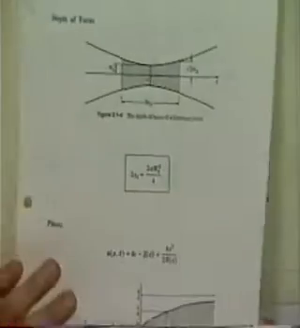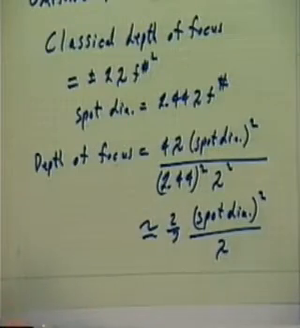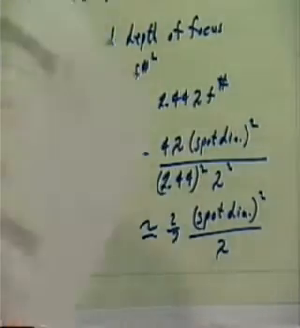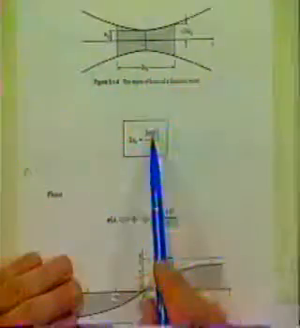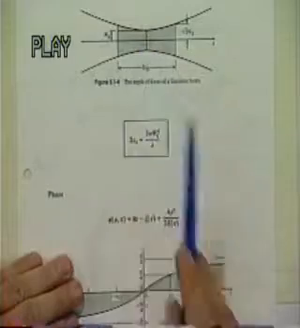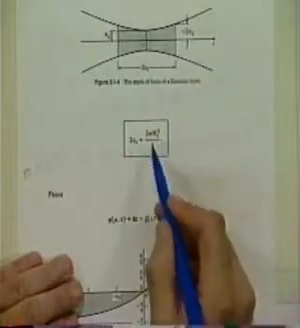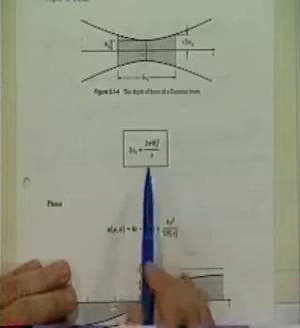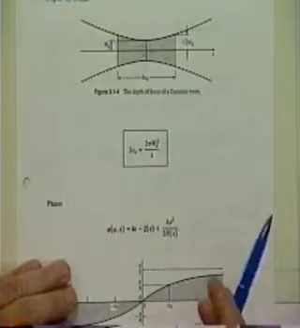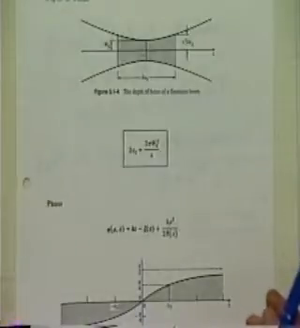And what we got for the Gaussian beam was that the depth of focus here was equal to 2 pi times the diameter here at the beam waist squared over lambda. So in the way that we've defined depth of focus here, this is somewhat larger than what we have classically. Okay.